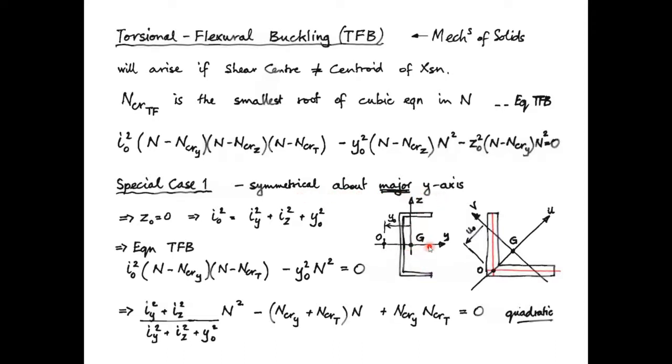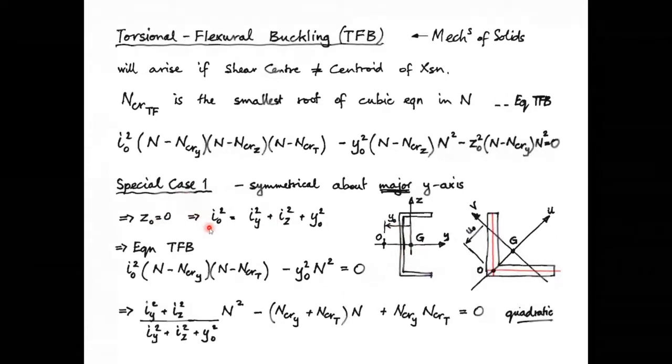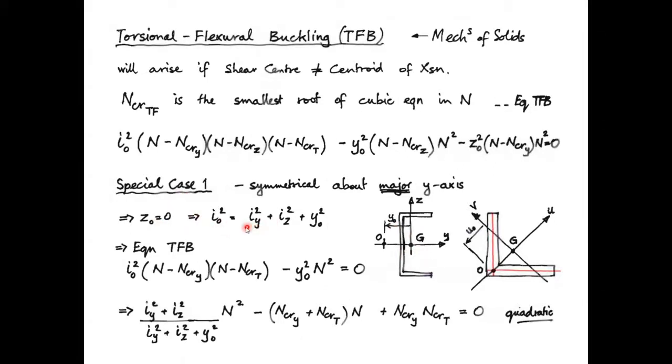In this case, it's symmetric about the major axis because we can see the top section here is a mirror image of the bottom section there. So that's symmetric. So therefore, z naught is equal to 0. And we know that i naught squared, the radius of gyration subscript naught squared, is equal to the radius of gyration about the major axis squared plus the radius of gyration about the minor axis squared plus y naught squared plus z naught squared. So in this case, z naught is 0, so it's disappeared from that equation. So that's what the i naught value is there.